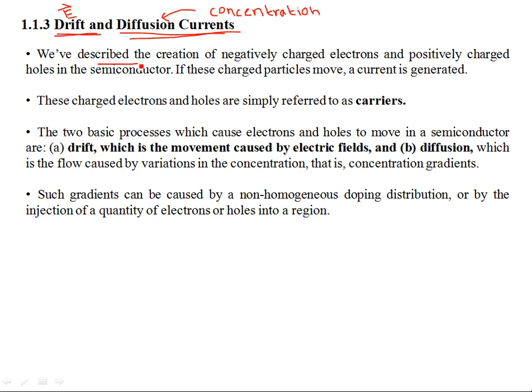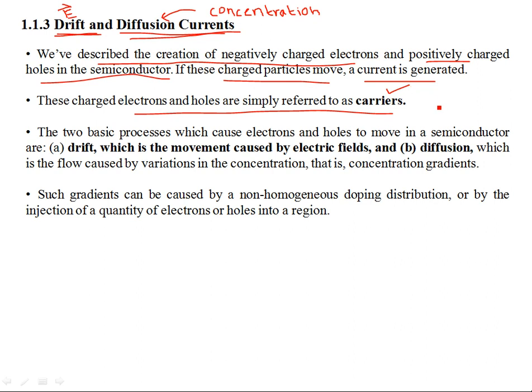Now, we have already described in the previous videos the creation of negatively charged electrons and positively charged holes in the semiconductor. If these charged particles move, a current is generated. These charged electrons and holes are simply referred to as the carriers. So the current can either be due to the negatively charged particles.